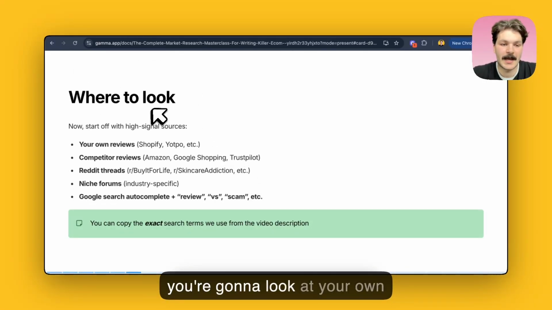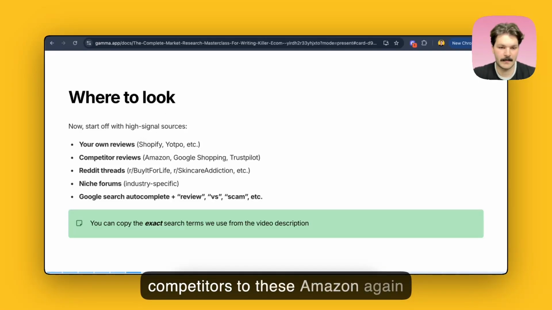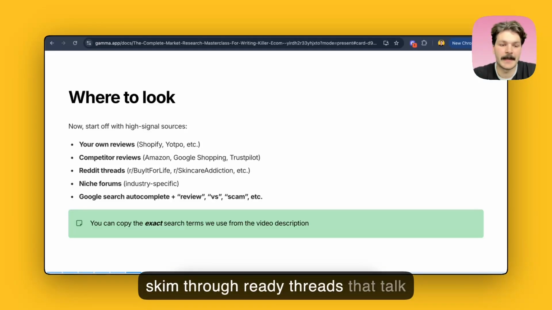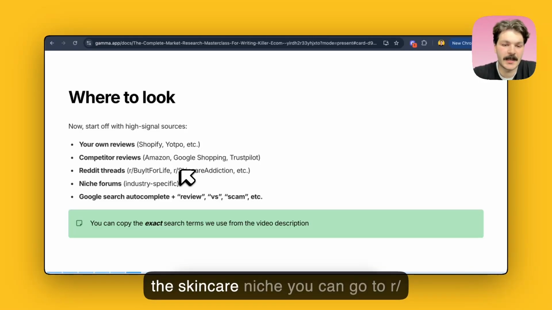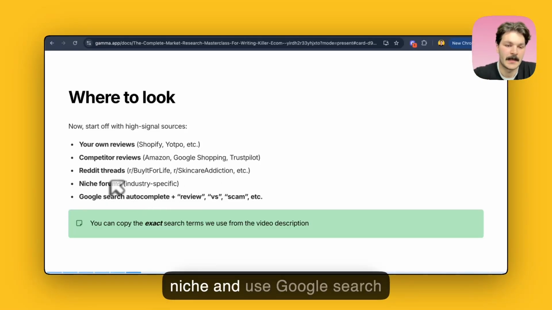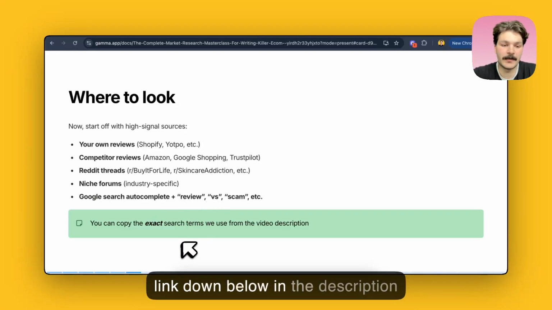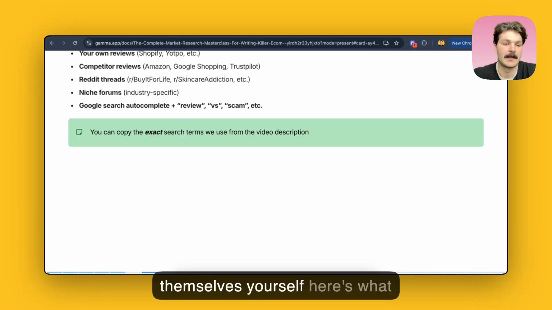You're going to look at your own reviews, Shopify, Yotpo, etc., and your competitors' reviews: Amazon, again Shopify, Google Shopping, Trustpilot. Skim through Reddit threads that talk about your or other people's products. For example, if you're in the skincare niche, you can go to r/skincareaddiction, etc. Go through niche forums for your specific niche, and use Google search autocomplete terms. I'm going to have a link down below in the description where you can copy the exact search terms we use for our own strategies, so you can use it yourself.